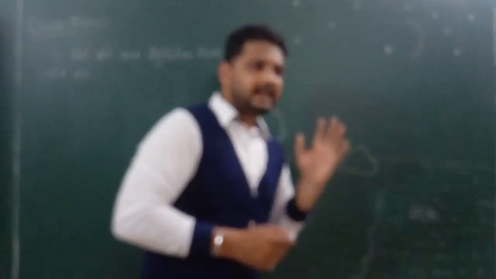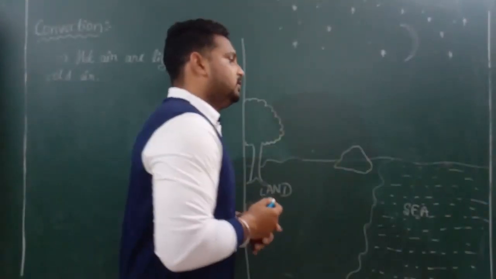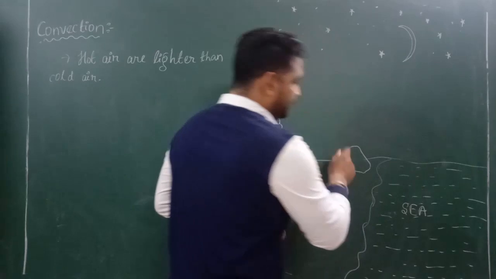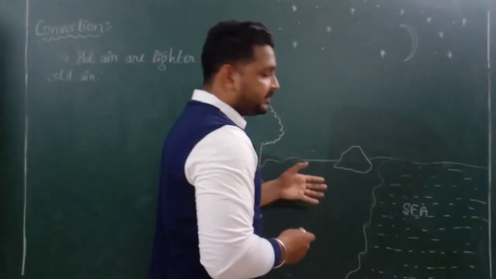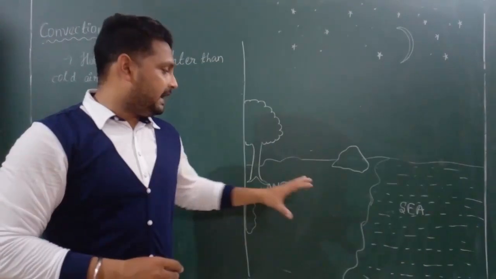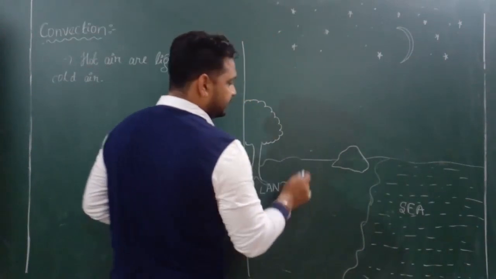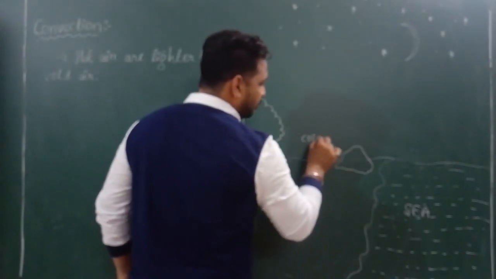During the night time, the temperature generally decreases, right? The temperature falls. Now, when the temperature is decreasing, land cools much faster than sea. So at night, the land generally becomes the colder area.